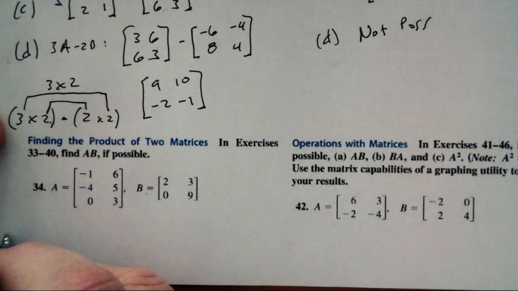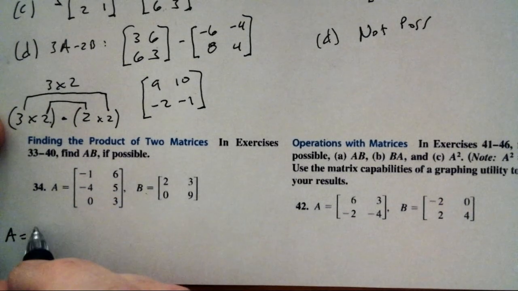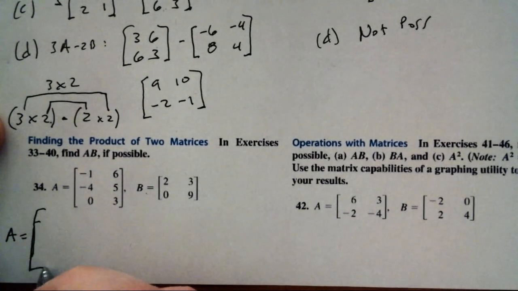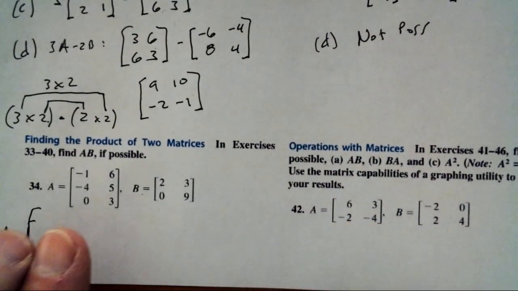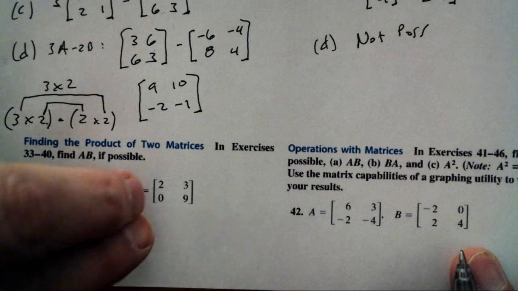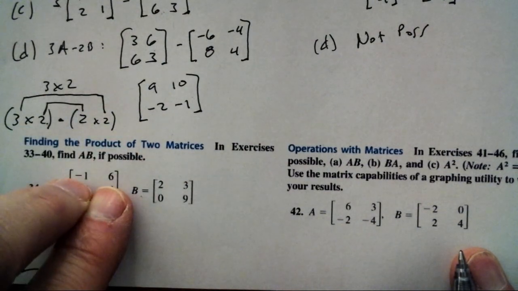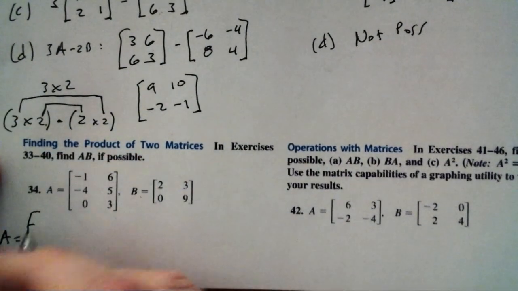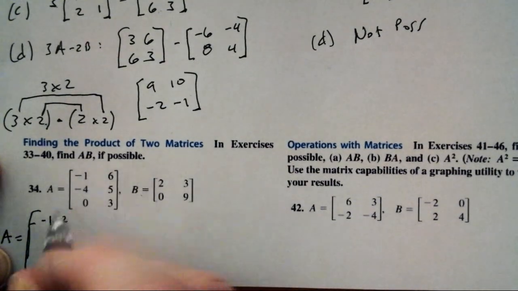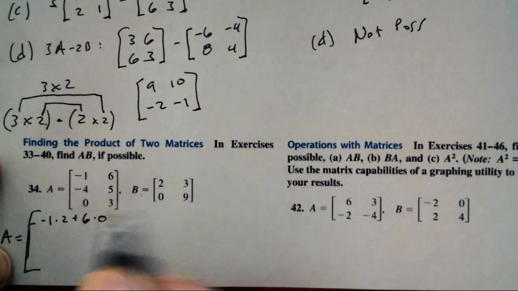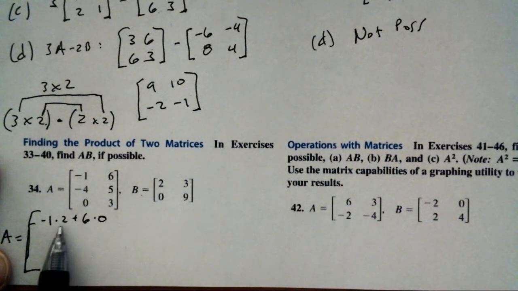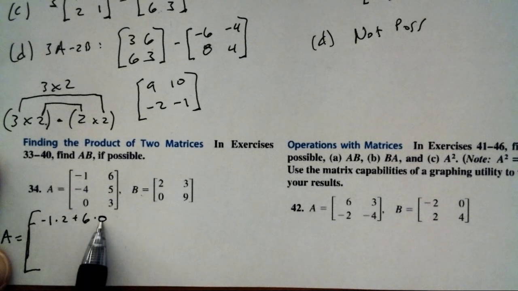And here's the way this works. A equals... a lot of times I'll use, I want a little taller one than that. A equals. A lot of times I use my fingers. I'll take these values right here, multiply them by those, and add the results. I'm going to write it all out one time. I take -1 times the 2 plus 6 times the 0. And since that's row 1 times column 1, that's my row 1, column 1 entry.